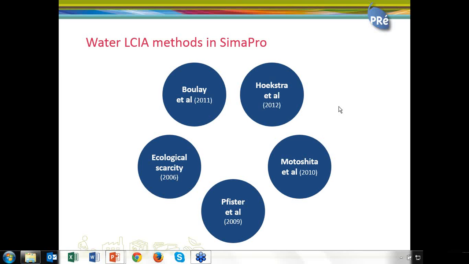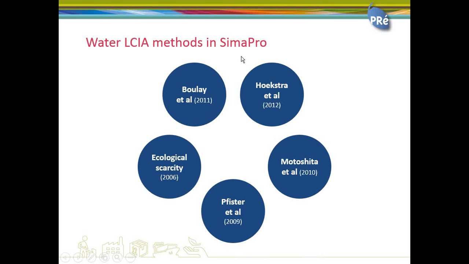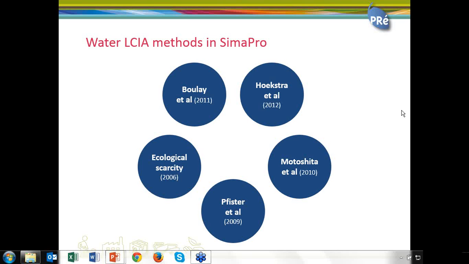So I'm just going to take a little bit of time to explain some of the methods we've implemented in SimaPro. We've implemented 8 water impact assessment methods developed by 5 method developers. These methods are spatially differentiated at a country or regional level. This means that they provide different impact factors depending on where the water is extracted.